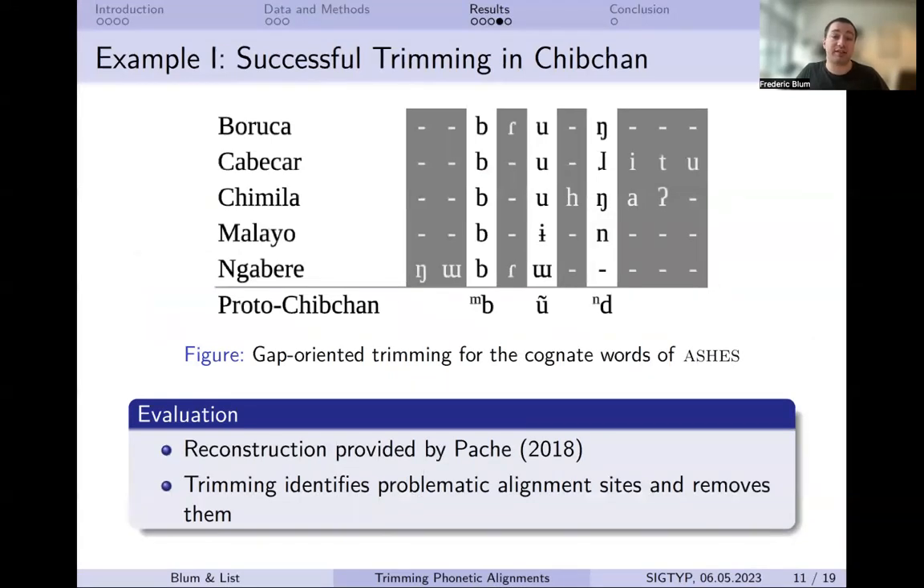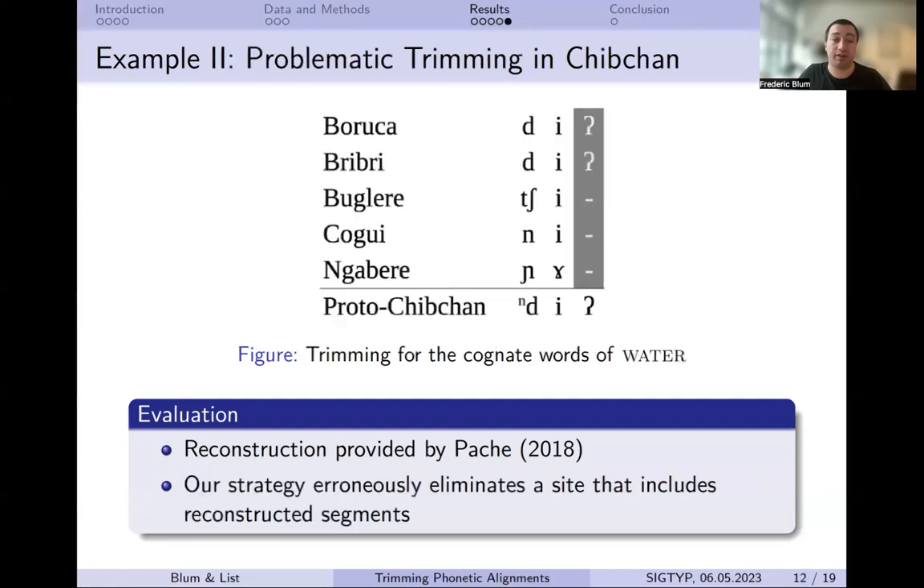In the qualitative analysis, we see that in some cases the trimming works just as intended, comparing our trimming procedure to a reconstruction provided by another scholar. We see that in one case of Chipchin, we successfully identify all those alignment sites that are not reconstructed, and only those sites are preserved that should be preserved and actually get reconstructed. So this was a nice confirmation of our method.